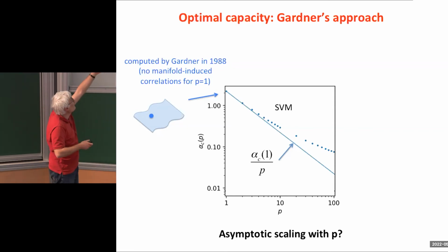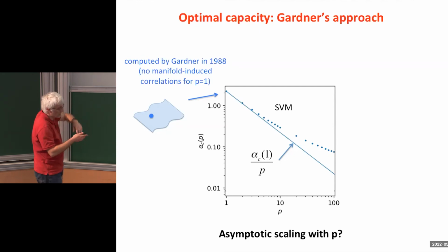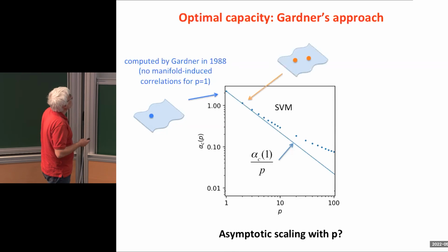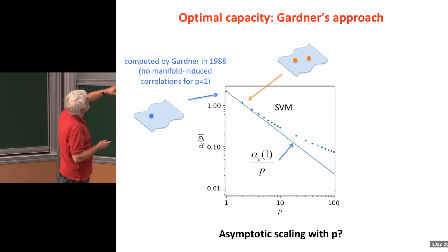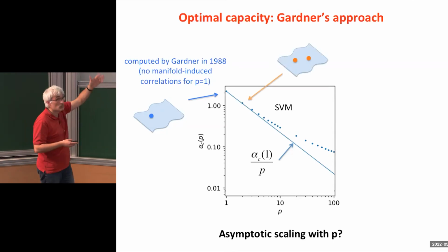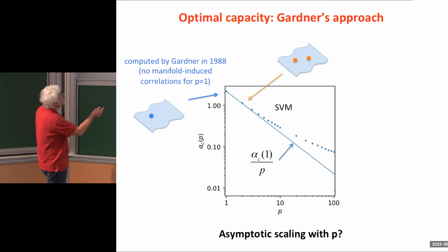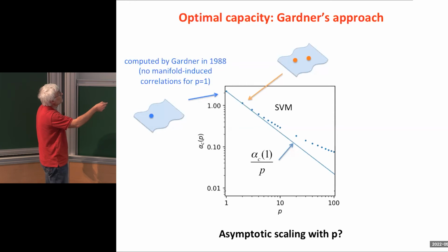So what you get is alpha_c(P) equal 1, which was found by Gardner in 1988. And if you put more points, for instance, 2 points here, then you expect that the capacity is going to decrease because you are putting more stuff in your manifold, right? And it decreases more or less as alpha_c(1)/P because that's the number of inequality conditions you have to satisfy.